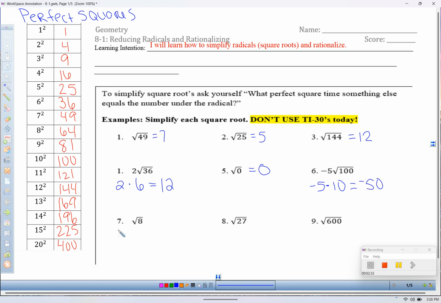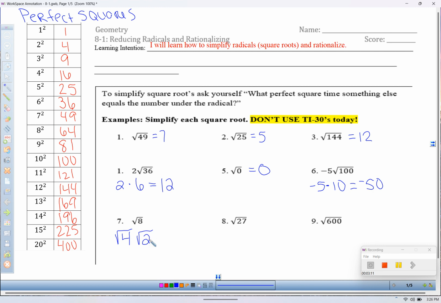Now let's look at number 7. I have a square root of 8, and if you were to put the square root of 8 in your calculator, you'll see that you're going to come out with a nasty decimal. You can see that 8 is not a perfect square. It cannot be square rooted, and we don't want decimals today. So what we're going to do is simplify this, and we need to first find a perfect square that goes into it. So we need to find a number that goes into it, and it has to be a perfect square. So looking at my chart, I know that 4 goes into 8, and 4 is a perfect square. So 4 goes into 8 2 times.